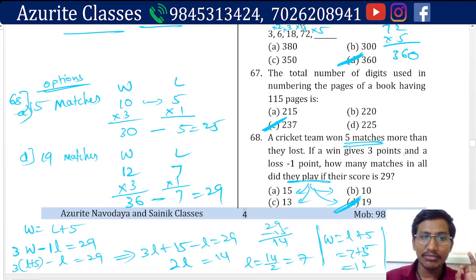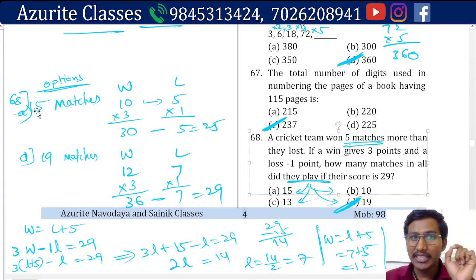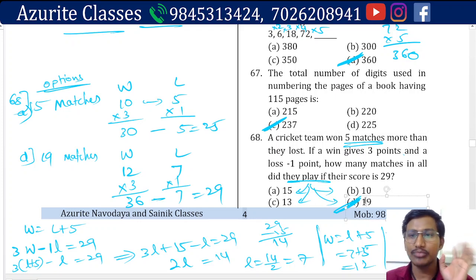Okay, you can do it anyway, the same answer will come. Better you go with options and then easily you can do. So if you take option A, that is 15 matches, winning will be 10, lose will be 5, because 5 more. So 10 plus 5 is 15. If you take the difference, 5 will come. So 10 3s are 30, 3 points for winning, and 5 1s are 5 for losing 1. So 30 minus 5, 25 points will come, but here 29 is there. So that is less, means it should be more than 15 matches. If it is more than 15 matches, which option? D option, that is the correct.